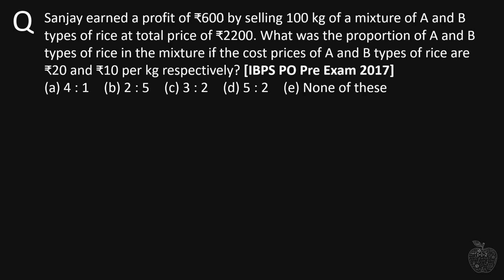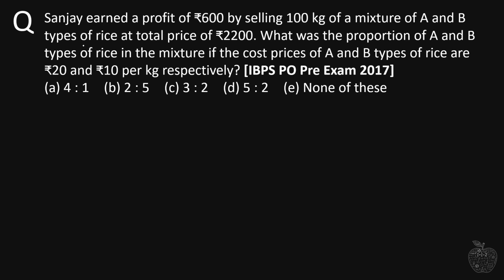Sanjay earned a profit of 600 by selling 100 kg of a mixture of A and B types of rice at a total price of 2200. What was the proportion of A and B types of rice in the mixture if the cost price of A and B types of rice are 20 rupees and 10 rupees per kg respectively?